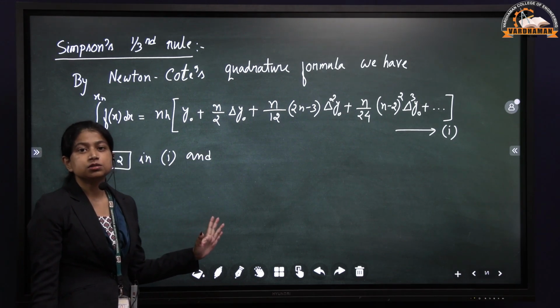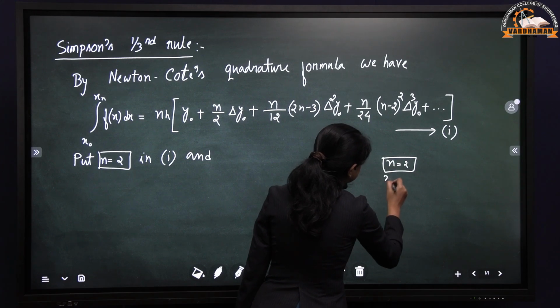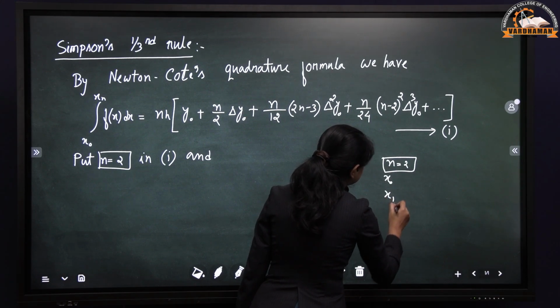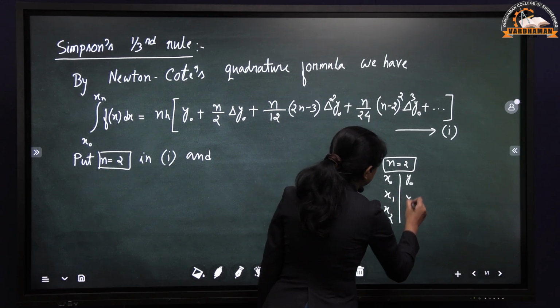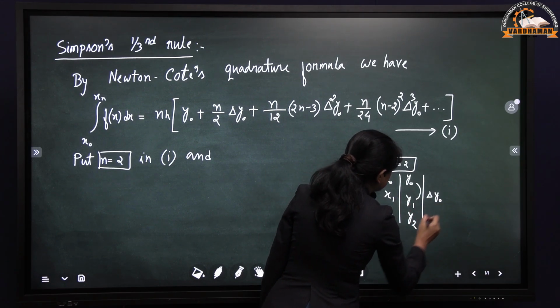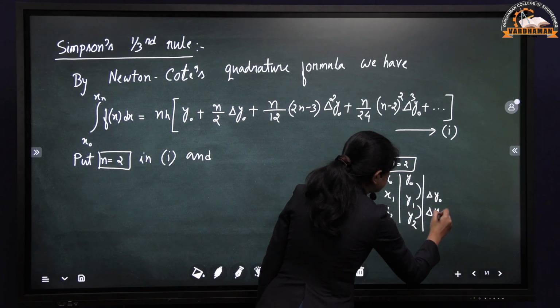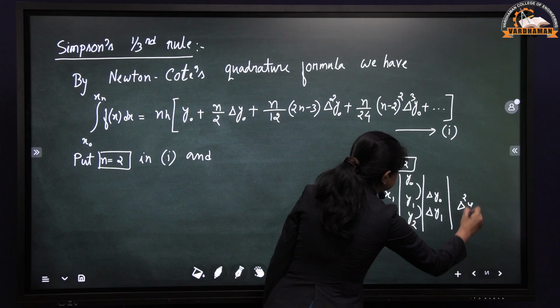Now put n equal to 2 in 1 and look at this. N equal to 2 means we have 3 points x0, x1 and x2. What are the corresponding y values? y0, y1 and y2. So this will be the first forward difference of y0 and this is the first forward difference of y1. And what we will get is the second forward difference of y0.